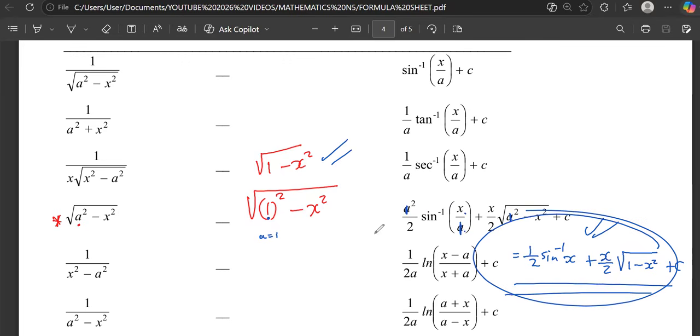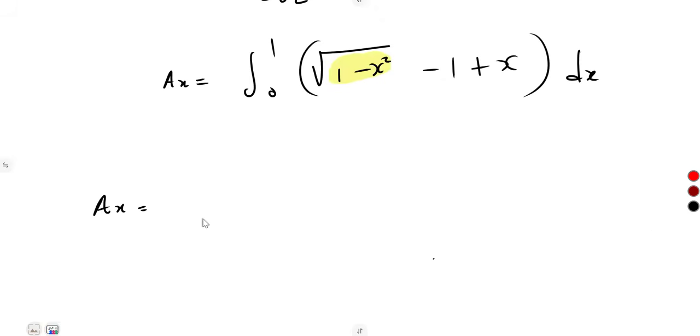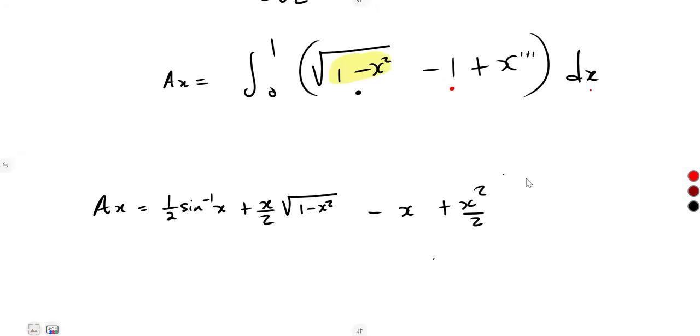All right. So let us rewrite this one as it is. We saw that it's going to give us 1 over 2 arc sine of x plus x over 2 the square root of 1 minus x squared. So that's it. We have integrated this part. Then we move on to the next term, minus 1. Integrate with respect to x. We're just going to multiply by x. So that will be x squared over 2. So this is it, guys.